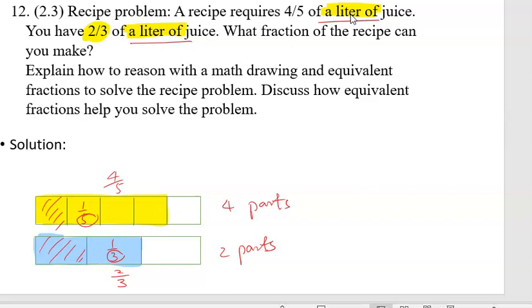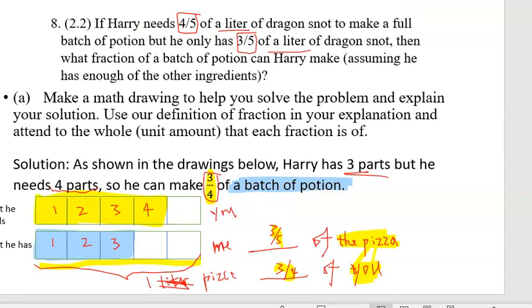This is almost exactly the same question. Instead of a liter of potion and dragon snot to make the potion, we're saying a liter of juice. So instead of making a potion, we're making a recipe. But again, the difference is the denominators are different. In the previous question, it was quite easy. After we draw the two paper strips, because the parts have the same size, whether yellow or blue, all we have to say is the blue is 3 out of the yellow 4, so it's 3/4.